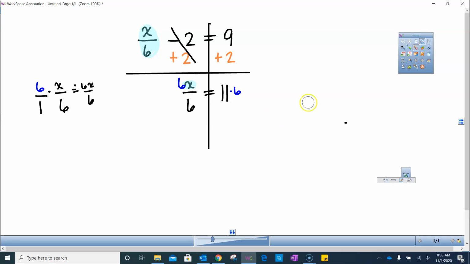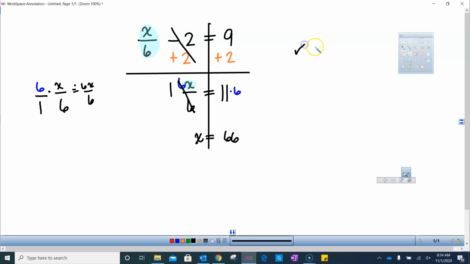That's the algebra way to do it. We do our addition, subtraction, and division underneath. Our multiplication we do side to side. So you can just sit it next to the variable, and then these cancel because 6 divided by 6 is 1, and 1 times x is x by itself. And on this side you get 66.